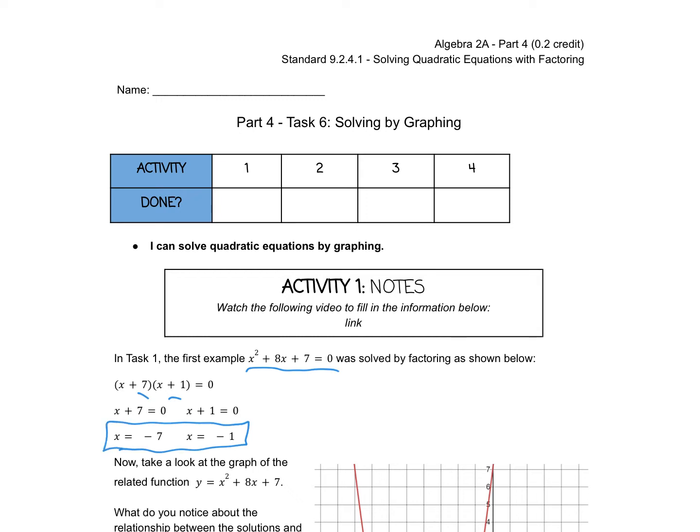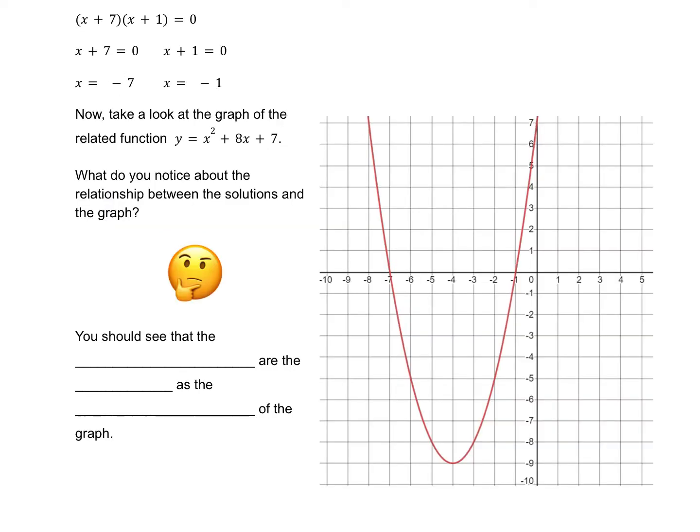Now it turns out that sometimes factoring isn't the easiest or the best way to solve a quadratic equation. So we'll see in this task, as well as in part 5, other ways of solving quadratic equations. So in this one, we're going to look at the graph of what's called the related function, y equals x squared plus 8x plus 7 in this example. So if we graph that, then it makes this red curve here called a parabola that you see on the coordinate plane.